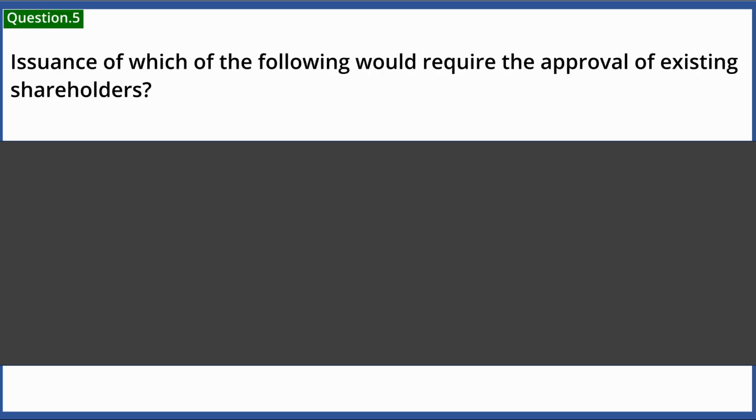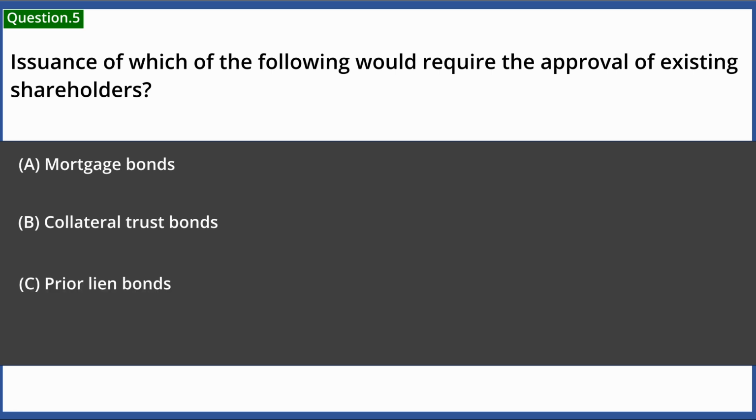Issuance of which of the following would require the approval of existing shareholders? A. Mortgage bonds. B. Collateral trust bonds. C. Prior lien bonds. D. Equipment trust certificates. Answer: C.